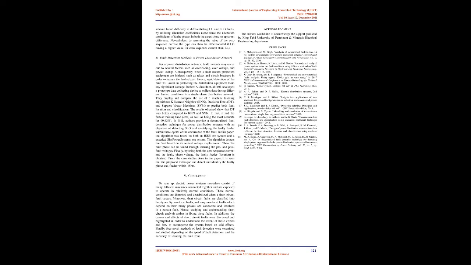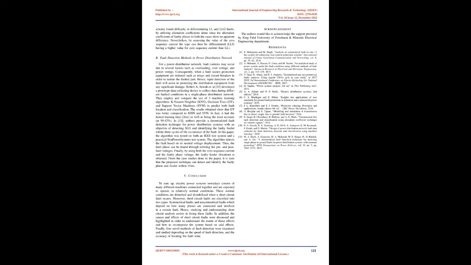Robert A. Sawa et al. 10 developed a prototype data collecting device to collect data during different faulted conditions in a single-phase distribution network. They employ and compare the use of 3 machine learning algorithms, K-nearest neighbor, KNN, decision trees, DT, and support vector machines, SVM, to predict both fault location and classification. The results obtained show that DT was better compared to KNN and SVM. In fact, it had the fastest training time, 2 milliseconds, as well as being the most accurate, at 99.42%.